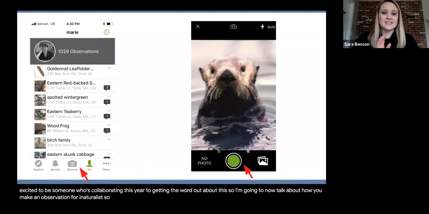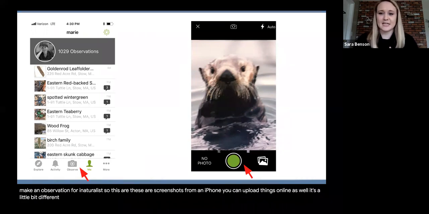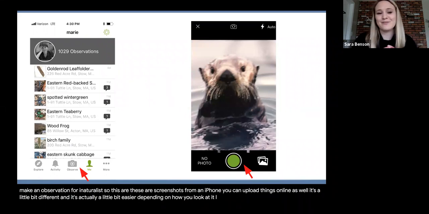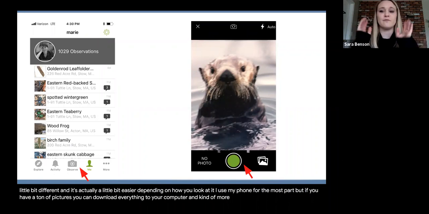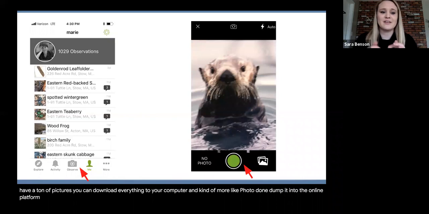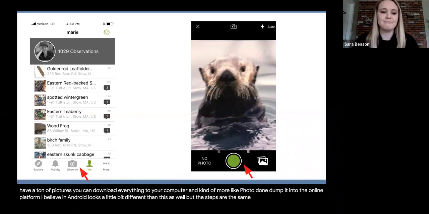So these are screenshots from an iPhone. You can upload things online as well. It's a little bit different, and it's actually a little bit easier depending on how you look at it. I use my phone for the most part, but if you have a ton of pictures, you can download everything to your computer and more like photo dump it into the online platform. I believe an Android looks a little bit different than this as well, but the steps are the same.